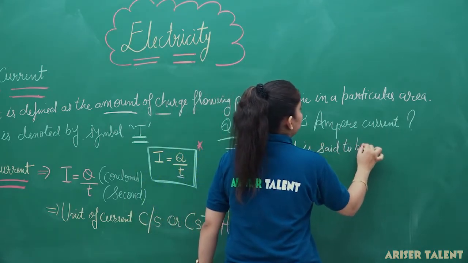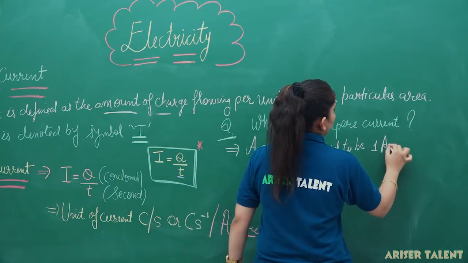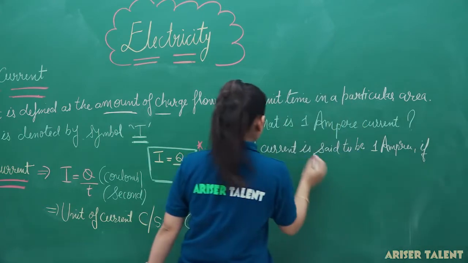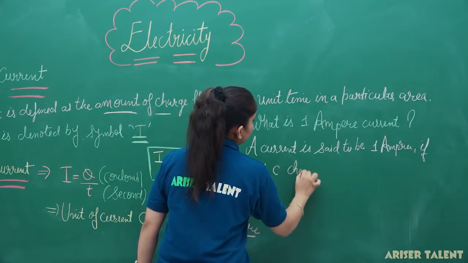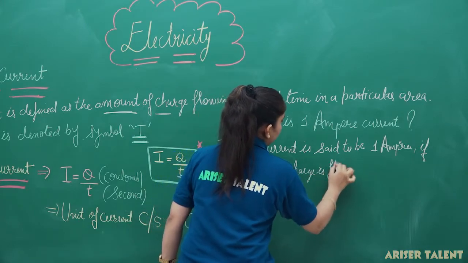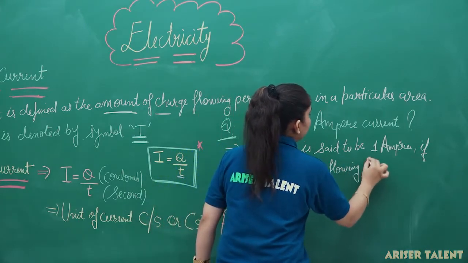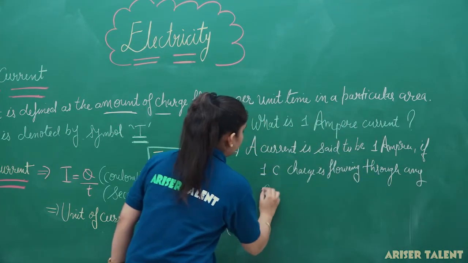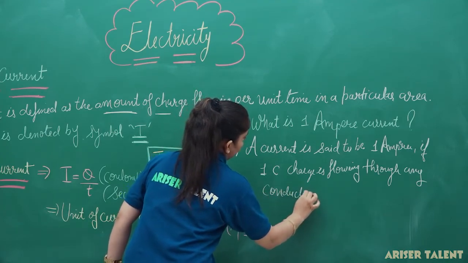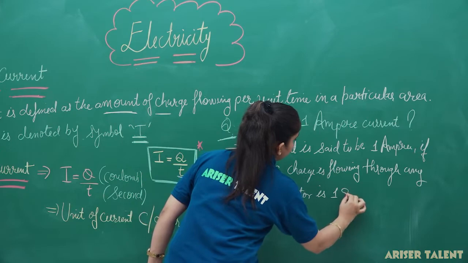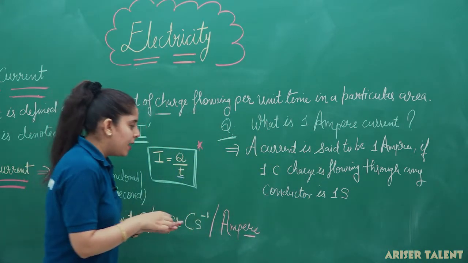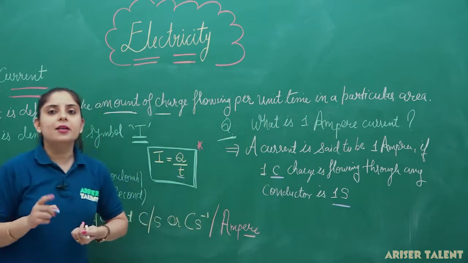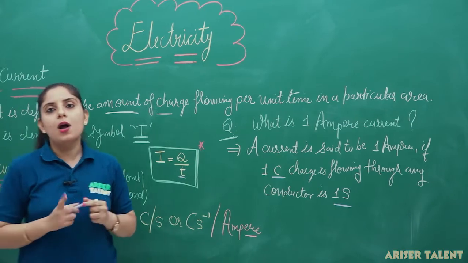A current is said to be 1 ampere if 1 coulomb charge is flowing through any conductor in 1 second. If 1 coulomb charge flows in any conductor in 1 second, then the current formed in the circuit will be 1 ampere.